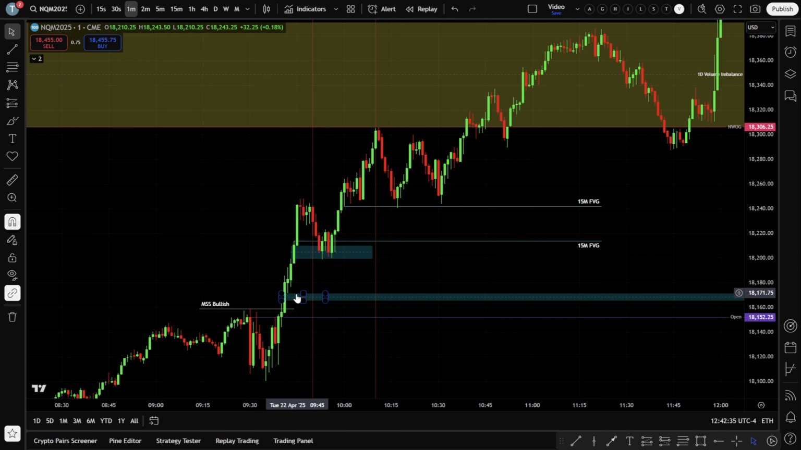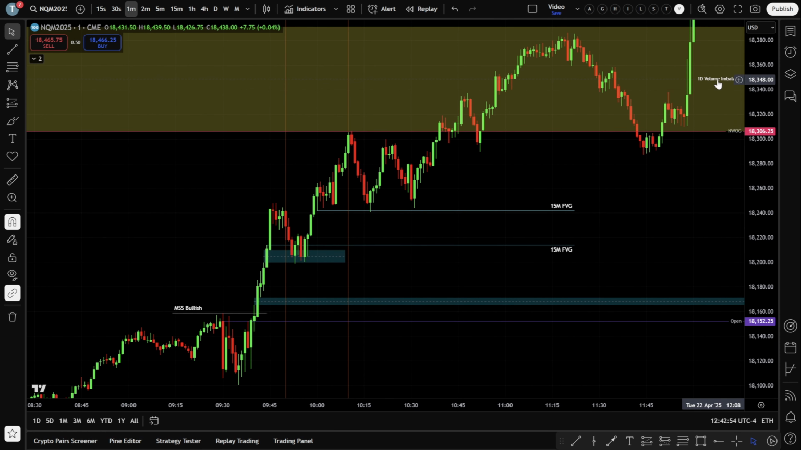And as we take out that high, we create our first presented fair value gap right here. Now price doesn't return back into it, leaves it unfulfilled, which also supports the narrative of price going higher today and drawing towards the daily volume imbalance, highlighted here in yellow.